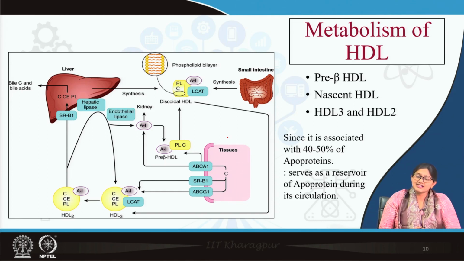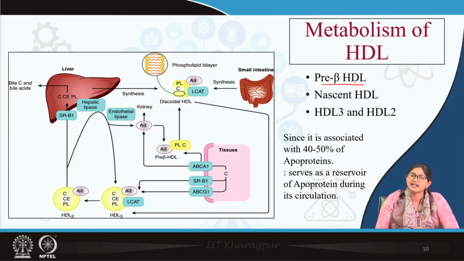The nascent HDL, be it intestinal HDL or hepatic HDL, is mostly released in a form known as pre-beta HDL. Now, this pre-beta HDL mostly contains apoprotein A1. Initially, it contains no triacylglycerol and a very meager amount of phospholipid and cholesterol.